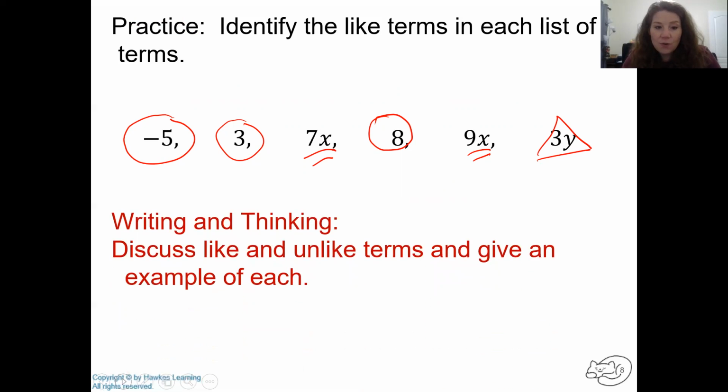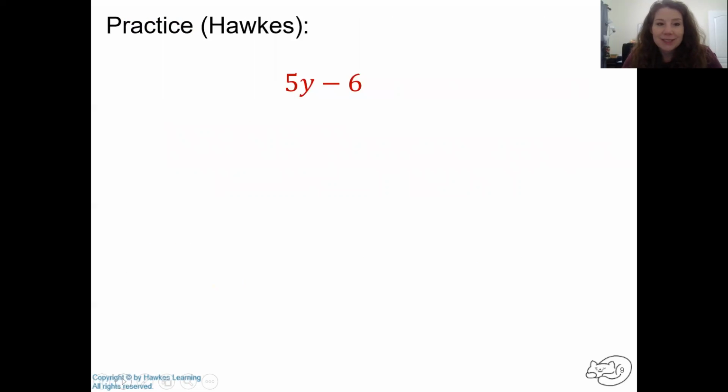All right, so if we were in class, I would ask you guys to get with a partner, discuss like and unlike terms, and give an example of each. But we're virtual, so you can tell your pet, tell your dog, give your pet an example of like and unlike terms. All right, so these are the type of problems you will come across in Hawks.